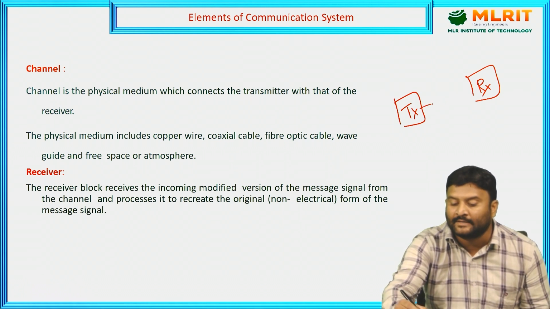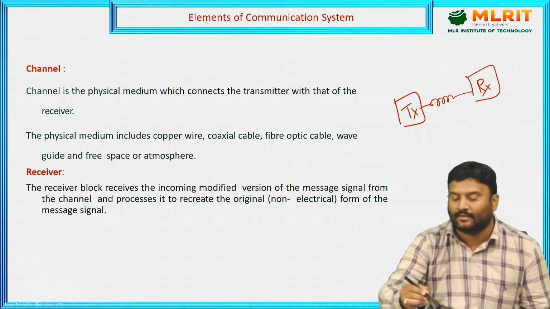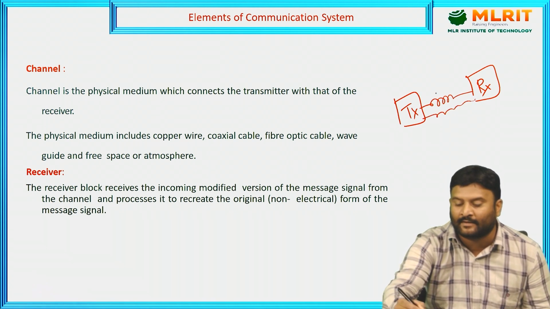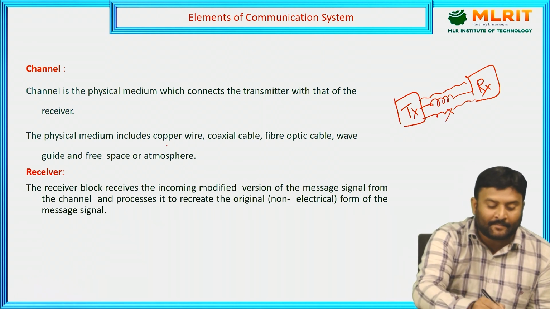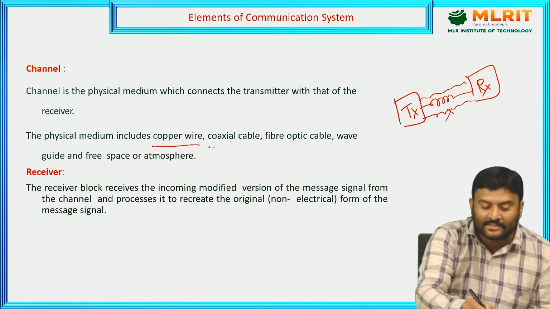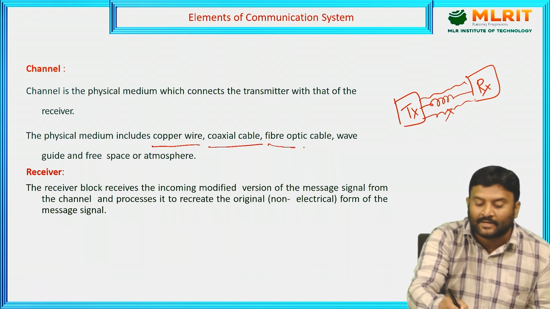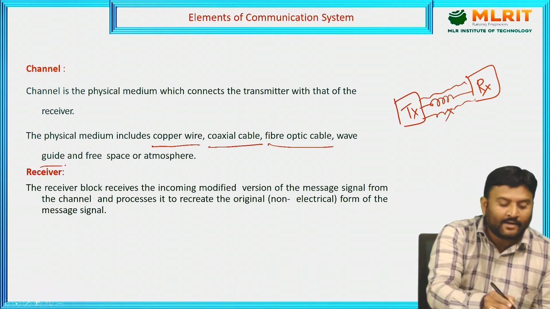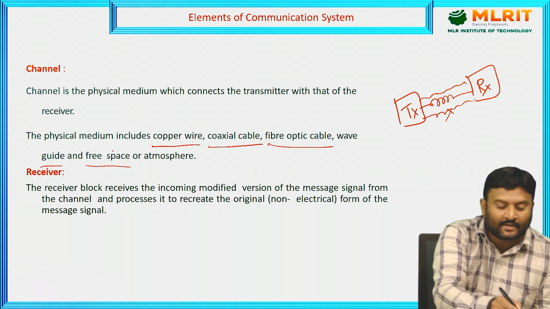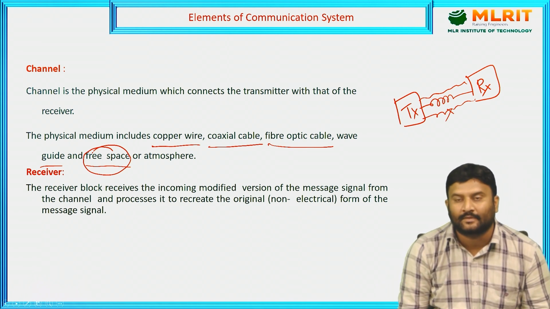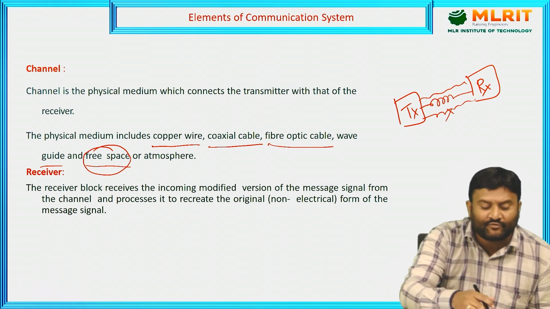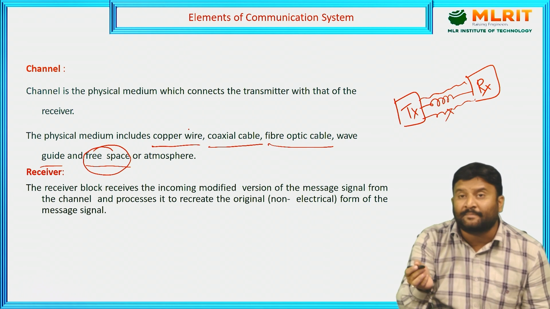Therefore, I am connecting through wire. This wire can be either a copper wire or a coaxial cable or a fiber optical cable or a waveguide and free space. Remember, when the medium is free space, that is called a wireless channel. Observe here, what is the meaning? Different cables are available with respect to applications.